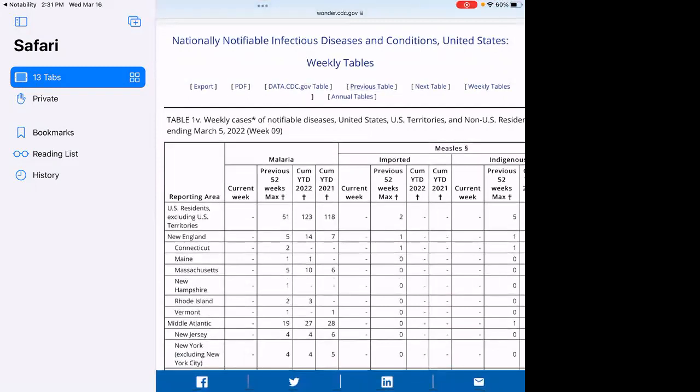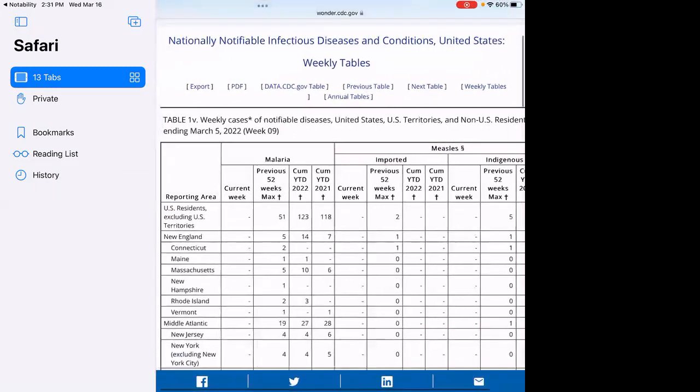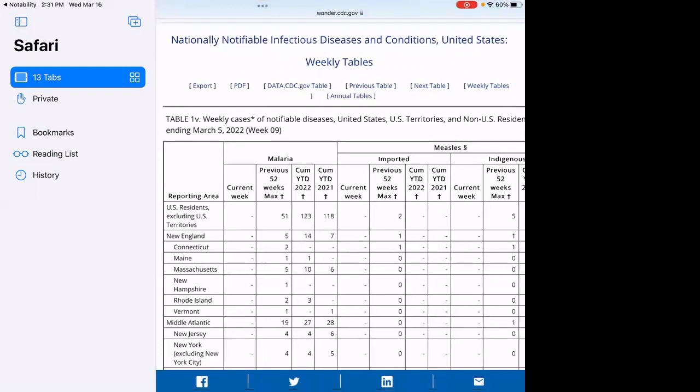You can look up and find out malaria in all of the US, how many cases of malaria we've had this week. And in the previous year, what's the week where we had the most numbers? There was one week that we had 51 cases in the US. So far this year, we've had 123 cases. And comparing that to last year, it's about the same.